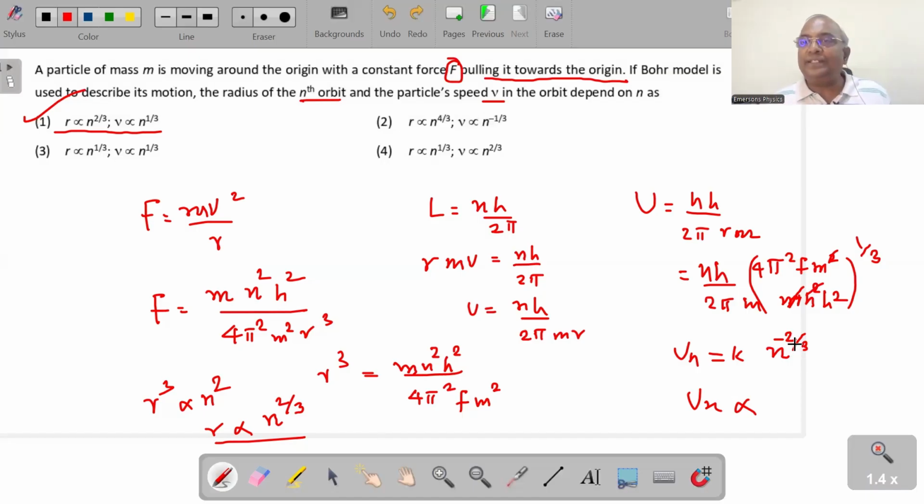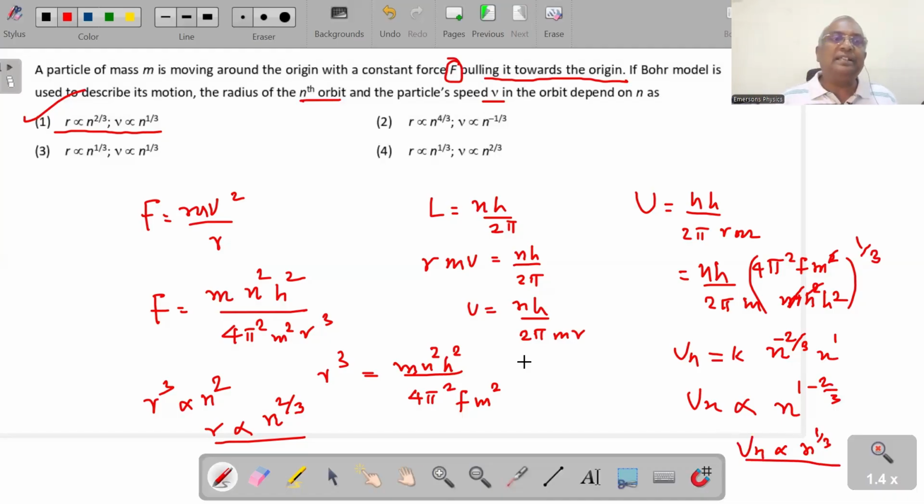-2 by 3 has come up. Here n to the power of 1 by 3, sorry, n to the power of 1. So what will this term become? n to the power of 1. So n to the power of 1 minus 2 by 3, or -2 by 3 minus 1 plus 1. So 3 minus 2. So Vn is directly proportional to n to the power of 1 by 3. So the answer is the first option.